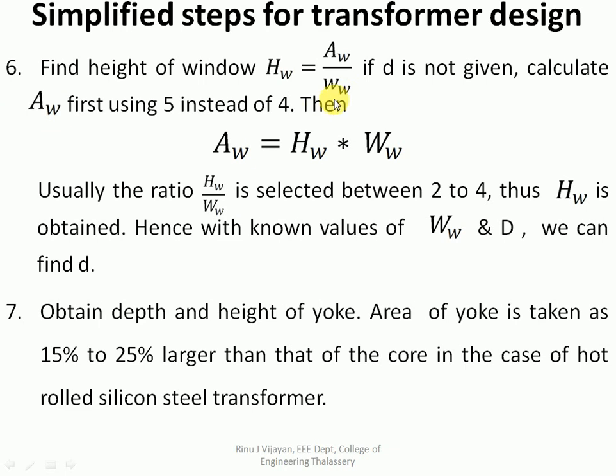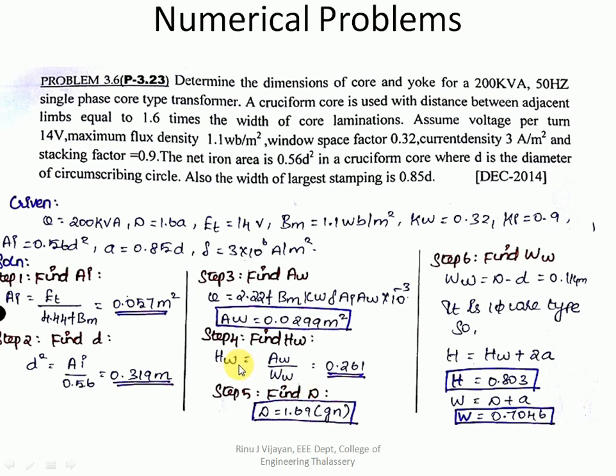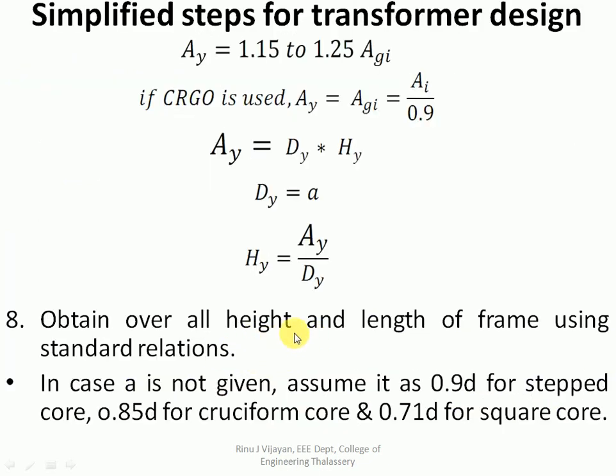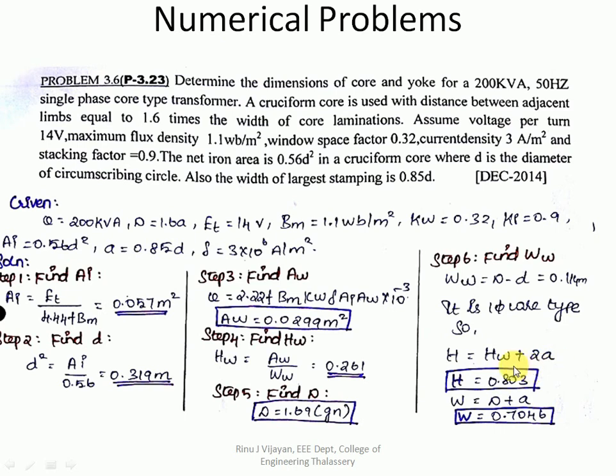In the next step we will determine the height of window, because we have already found the area of window and width of window, from which we can easily calculate the height of window. That is HW is equal to AW by WW, which is 0.261. In the next step we will determine the overall height and overall width of the single phase core type transformer using the standard relations. In this problem the standard relation is H is equal to HW plus 2HY.